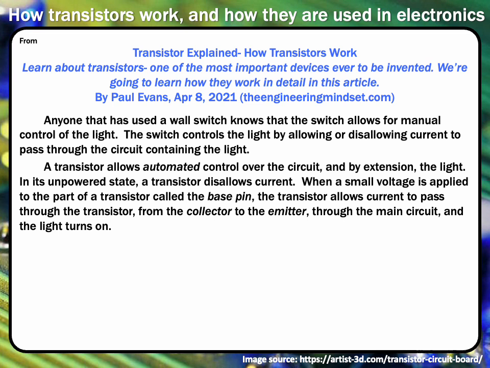The idea is that you have current that wants to pass through the resistor, but there's a material that doesn't allow it to pass. And by applying a small voltage to that material, it lets current pass through the resistor and pass through whatever else you're trying to power.